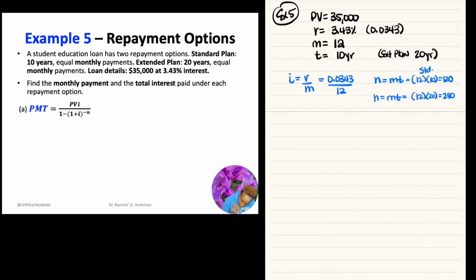Oh, sorry. Let me put, this is the standard plan, and this is the extended plan. All right, so we have the pieces we need, right? We have our PV, we have our I, and we have our N's. We have our standard plan, and then we have our extended plan.